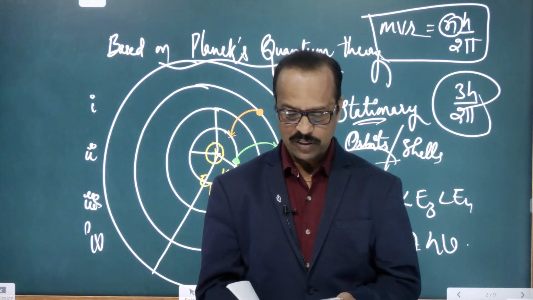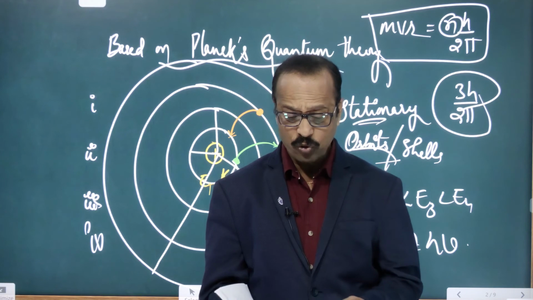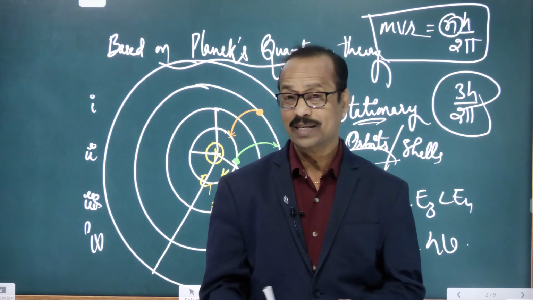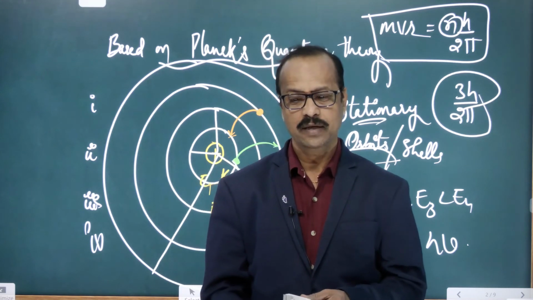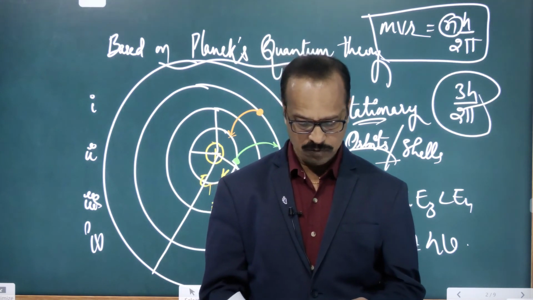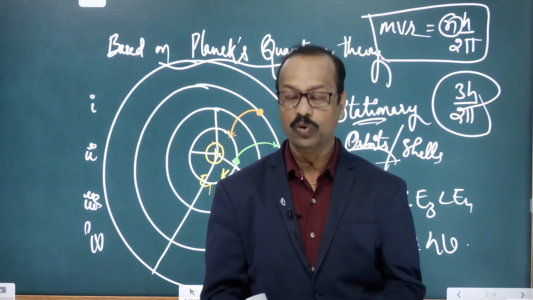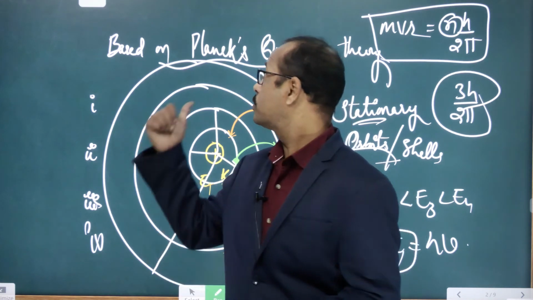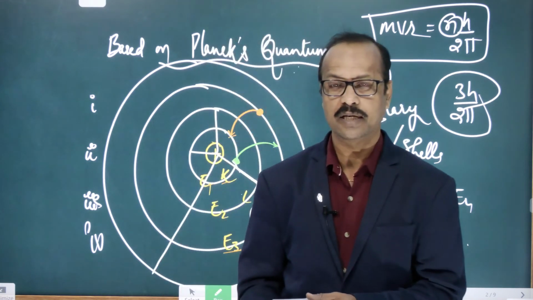In the fifth synopsis, we discussed the photoelectric effect, Planck's quantum theory and black body radiation. Mainly we discussed Planck's quantum theory and the photoelectric effect. This we studied in the fifth synopsis.